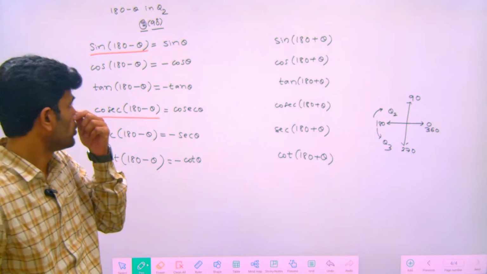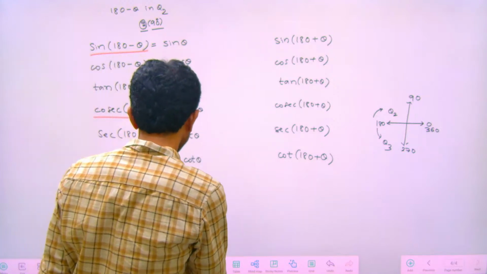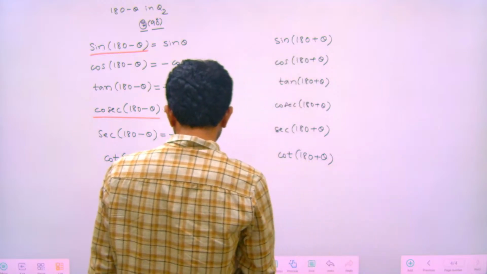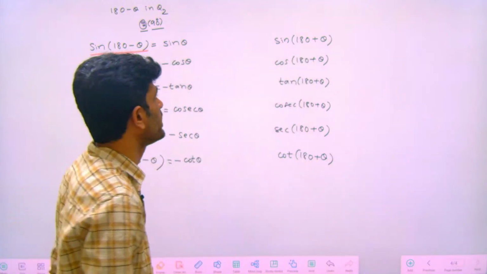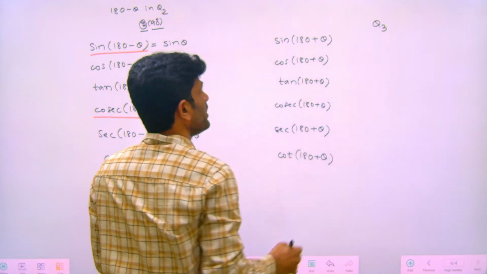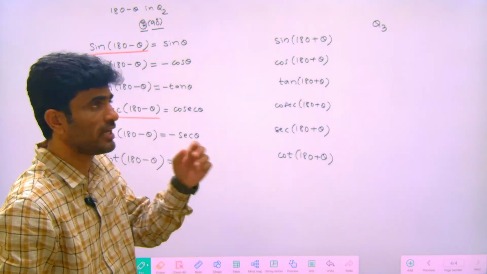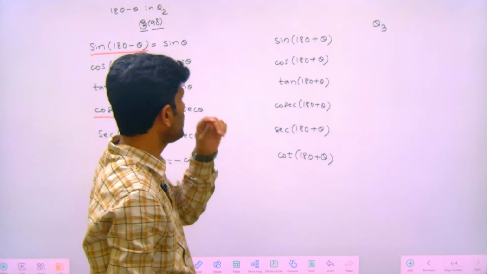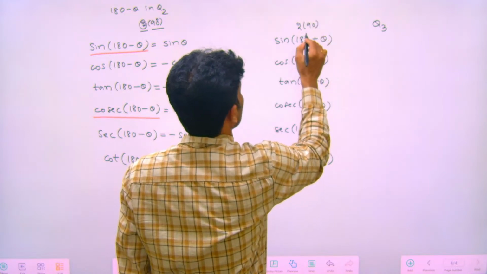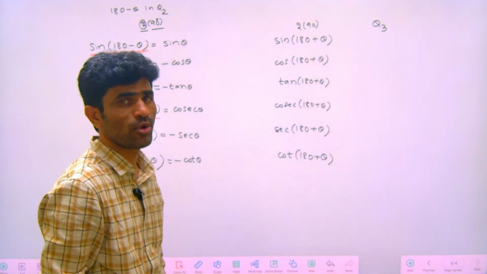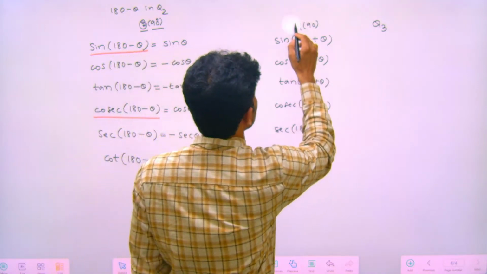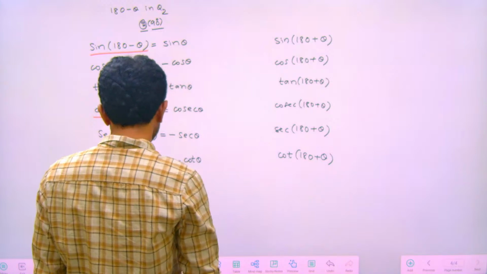Right, now hope you understood this part. Now let us see the next part. It is 180 plus theta. 180 plus theta is in which quadrant? 180 plus theta is in third quadrant. So here we have to check in quadrant 3 whether they will be negative or positive, first thing. And one more thing, again here also we have 2 into 90. 180 can be expressed as 2 into 90, which means it is an even multiple of 90 degrees. When it is an even multiple of 90 degrees, the ratio remains the same.